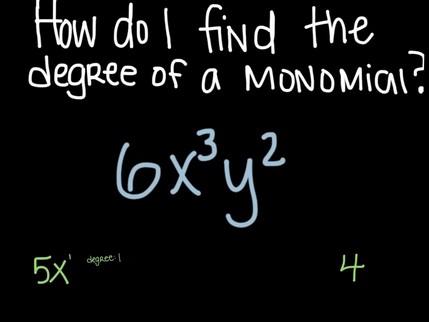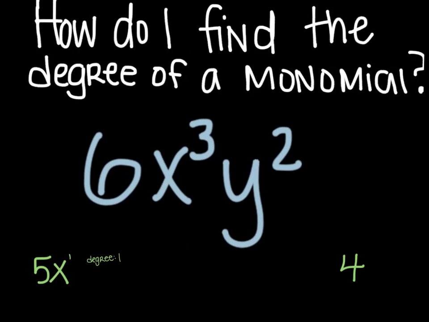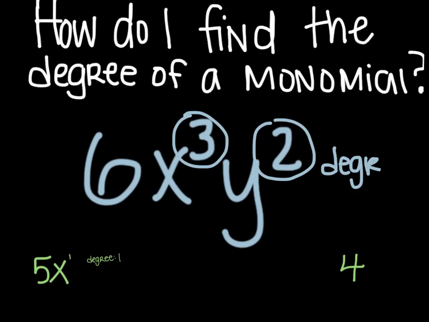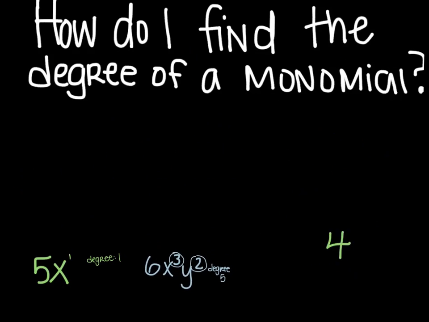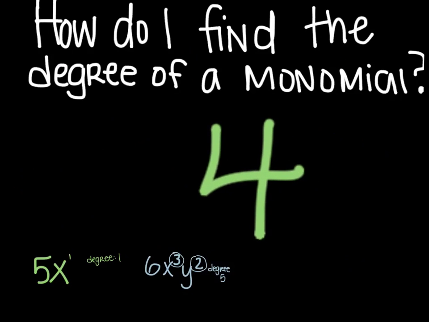The next one you have here is 6x to the third power y squared. How you find this degree is you add the exponents together. So you have 3 and 2, so that will give you your degree of 5. And last but not least, we have the number 4. The 4 does not have a degree at all because it's a constant. 4 is just 4. So your degree then is simply 0.